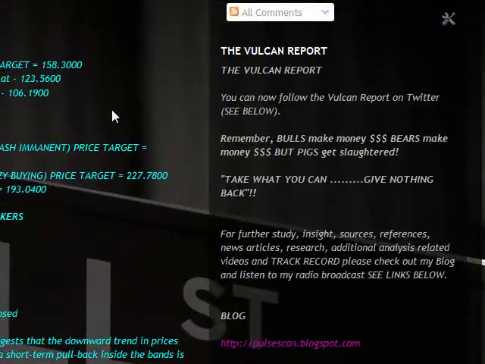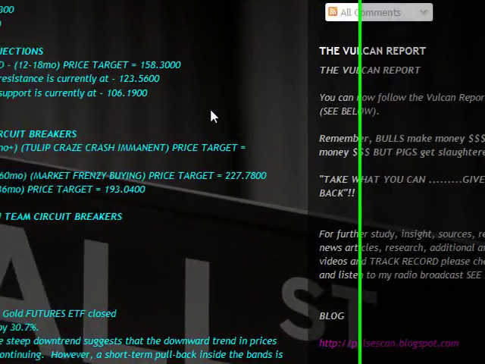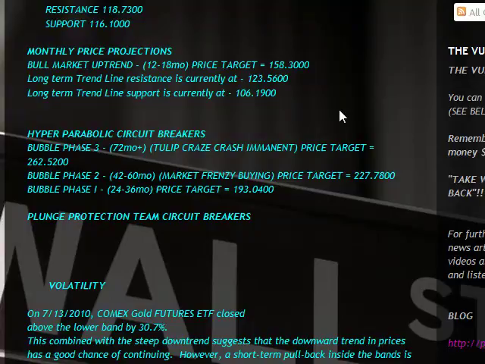In addition to that, we've given you price and time targets. So not just price targets based on a bull trend or bearish trend, but we give you some kind of idea based on a timeline for those price targets to hit.